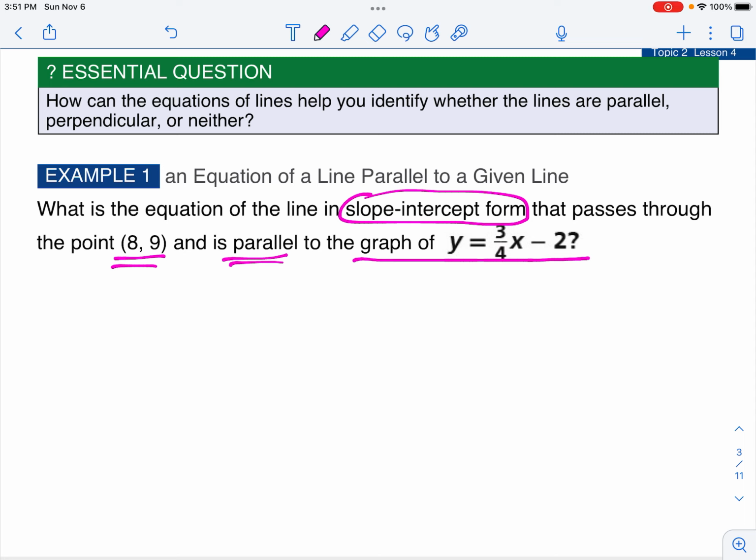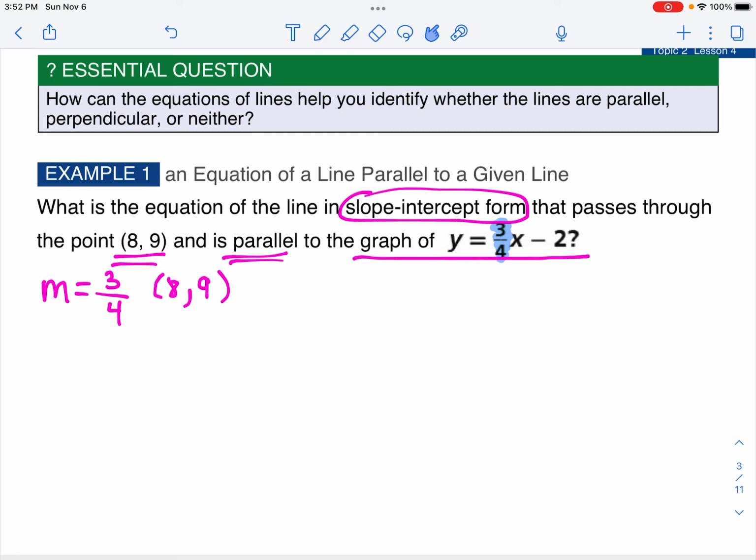First of all, if the equation is going to be parallel, it's going to have the same exact slope as the given equation. So the only thing you're getting from the given equation is that slope that you can use to help you write an equation. Now this equation is going to go through the point (8, 9). So (8, 9) is the point we're going to use to write the equation.